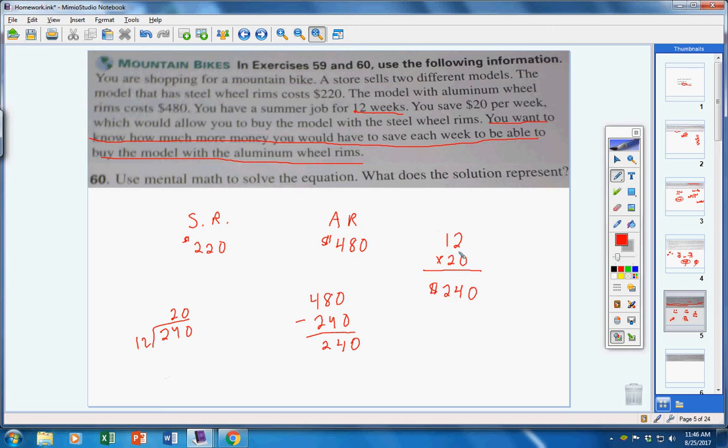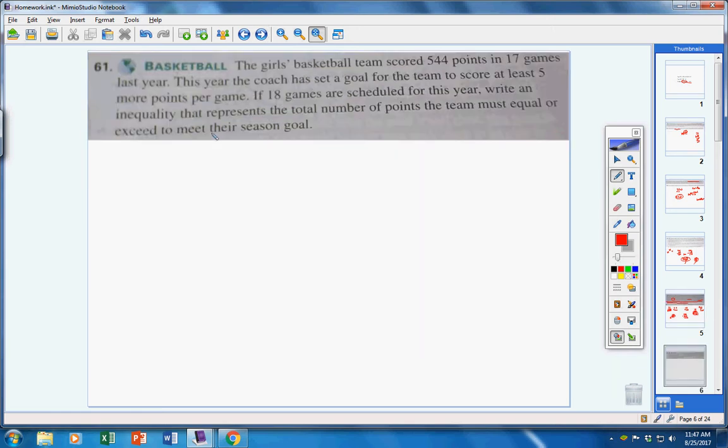So if you save $20 per week, you'll have this much. If you save $20 more per week, that's $40 total, you'll have $480. So you need to save $40 per week. Let's check our answer and see if that's right. If I save $40 per week for 12 weeks, I get 480. And how much do I want? 480. Alright. Okay, moving on to number 61.